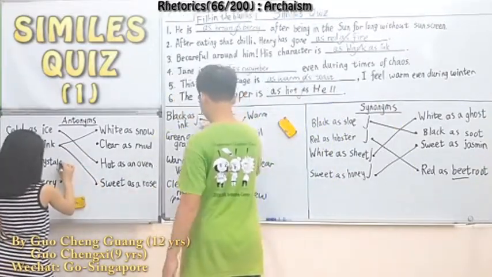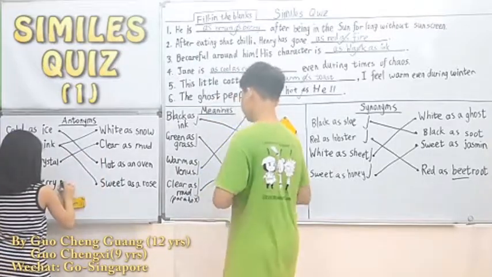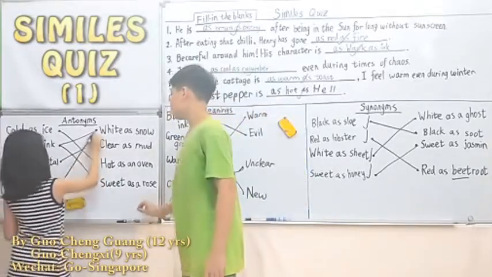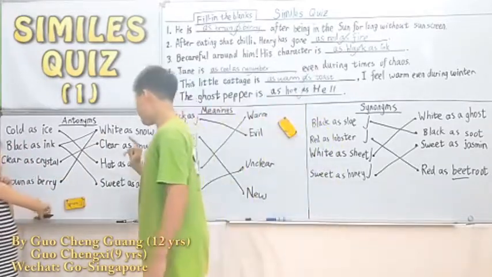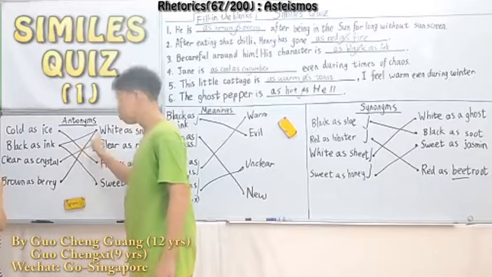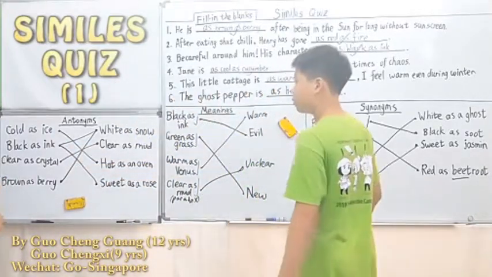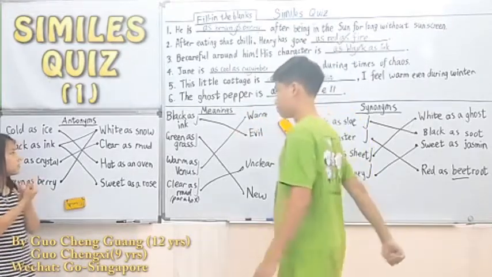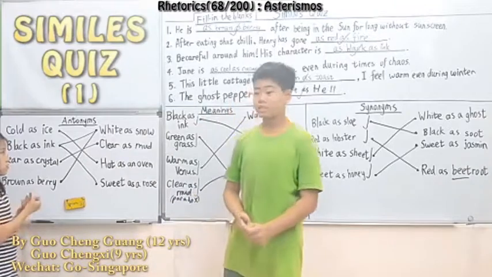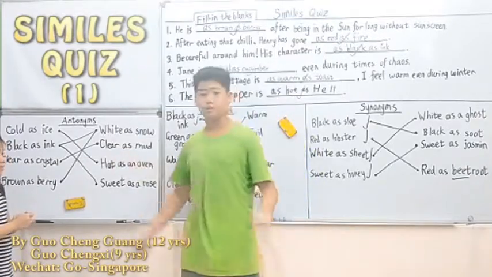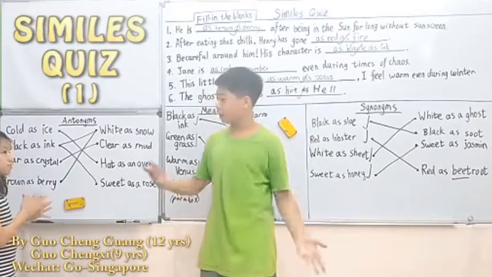At the same time, let me help you mark this. I didn't notice one thing. Black as ink has two lines. Why are there two lines? It is because there are two meanings. Black as ink is opposed to white as snow, because black is opposite to white. We say black and white are opposites, right?